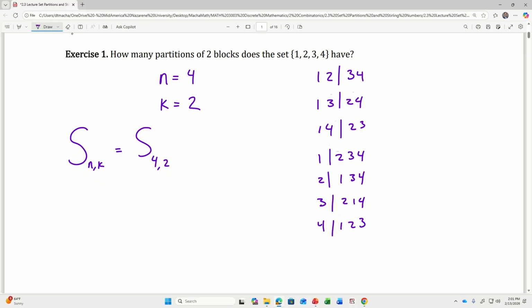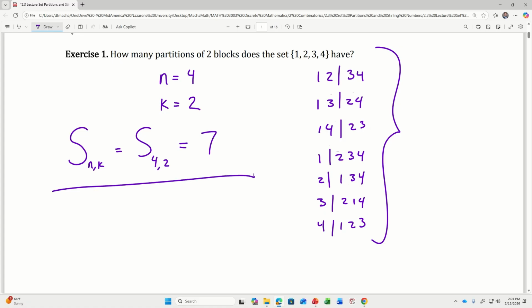And that's it. So I think this Stirling number is 7. I think that's the answer to the question: how many partitions of 2 blocks does the set 1, 2, 3, 4 have?